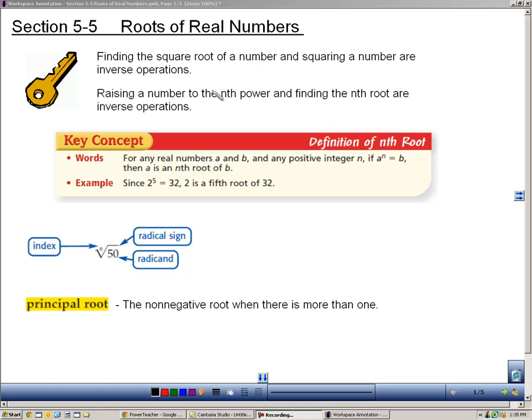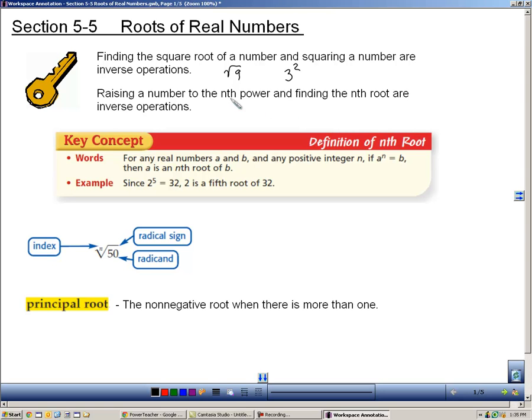Section 5.5 is about roots of real numbers. The key concept is the understanding that square roots and squaring of numbers are inverse operations. So if you take the square root of 9, that's the inverse of taking 3 squared. 3 squared is 9, and the square root of 9 is 3. So those operations are inverses of each other.